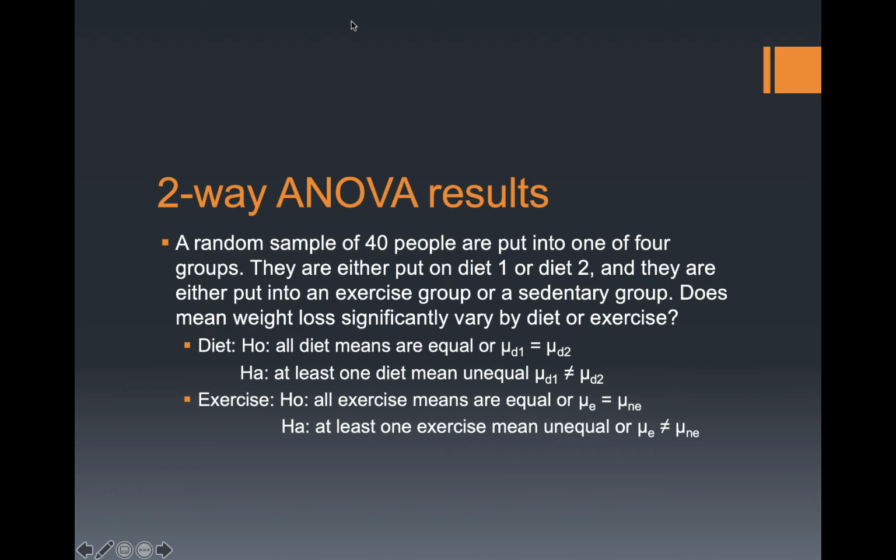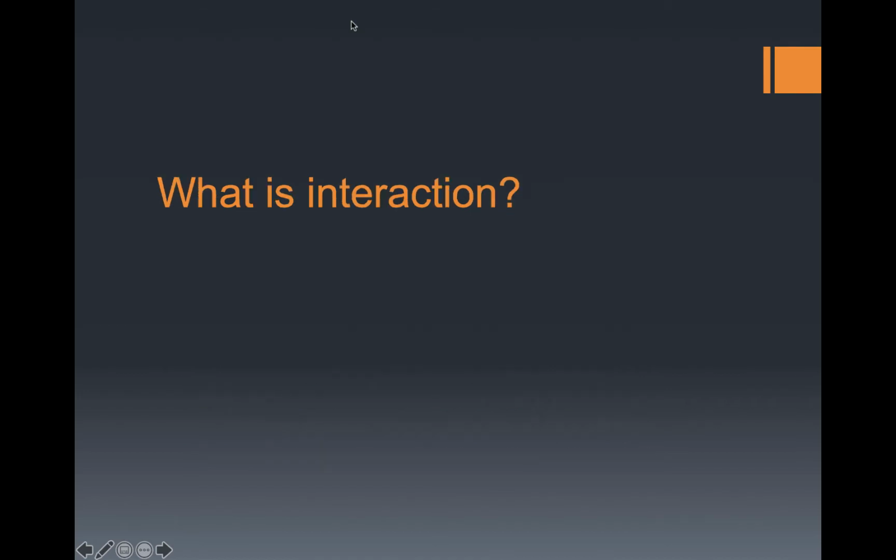There will be two p-values, two decisions, and two conclusions. In our ANOVA table, once we get over to JASP, there will be a diet factor with a p-value and an exercise factor with a p-value. Since we have two p-values, we'll have two statistical decisions and two conclusions.